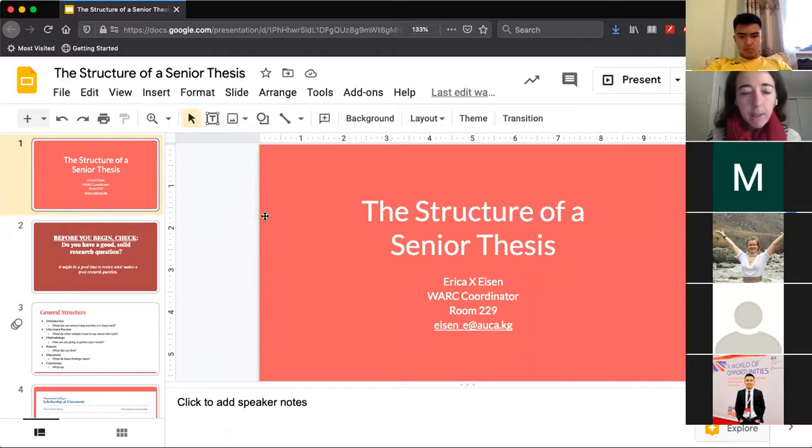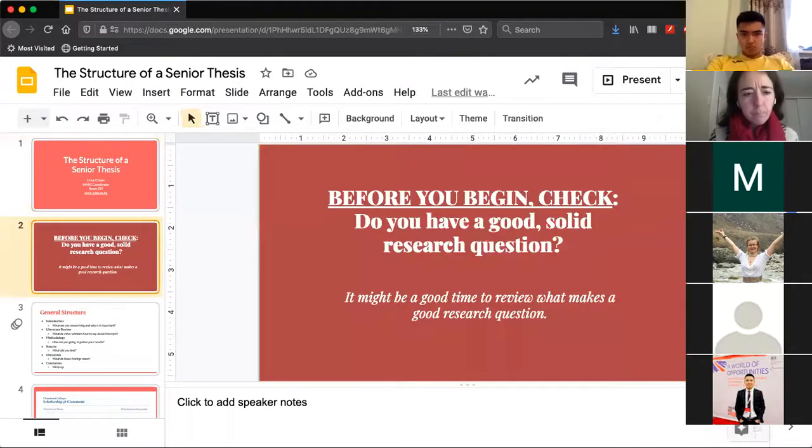So as I mentioned, today's presentation is called The Structure of a Senior Thesis. But before you begin, I think it's very important that you check for yourself if you have a good, solid research question. If you're not sure what a research question is, or you're not sure what your research question is, or you think you know what your research question is, but you're not sure if it's a good one, we recommend that you take a look at the lecture that we posted.